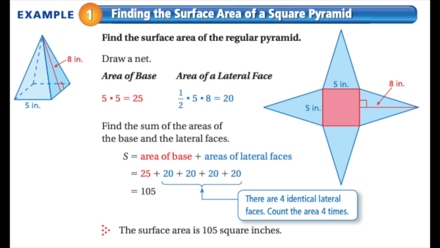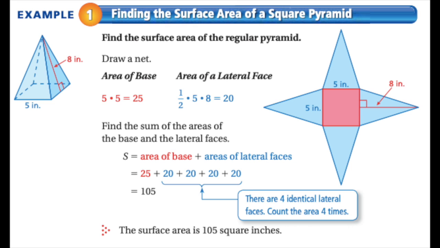As you can see, the math was done for you. 1/2 times base 5 and height 8 is equal to 20. But because we have 4 of those triangles that make up those faces, we need to either repeatedly add 20 or multiply 4 times 20, which gets us 80. 80 plus 25 is 105. And so for example 1, you would get 105 square inches as your answer.